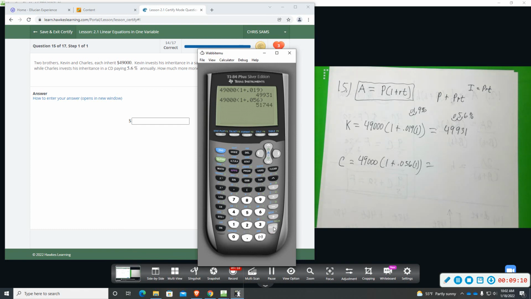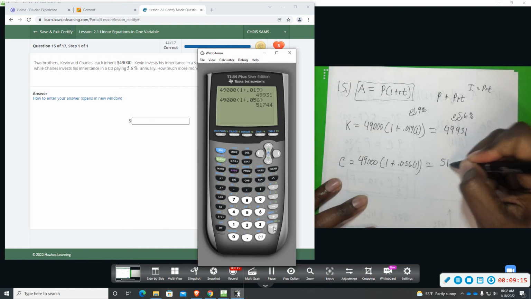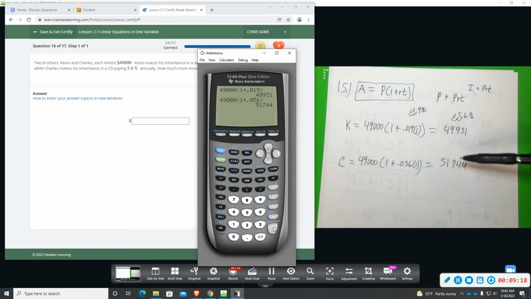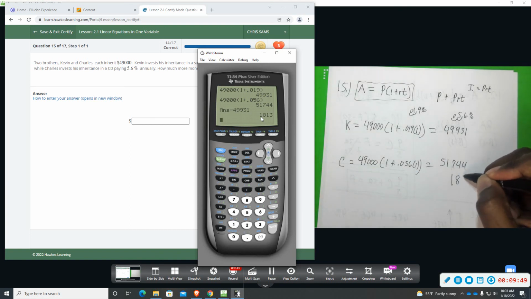And Charles has 51,744. I want to know how much more money he has. Basically, the interest is the difference part. So I'm going to take this value, 51,744, subtract 49,931. So I'm just going to hit minus. What this is doing is recalling the last answer, which is this. I'm going to subtract 49,931. So I get 1,813. So the difference in their money is $1,813.